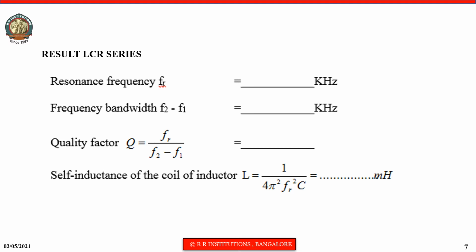Here we can list the result obtained. The resonance frequency we have seen for the series is 5 kilohertz, and bandwidth f2 minus f1 comes out to be 4.8 kilohertz. And the quality factor we have seen is 1.04. And inductance we have seen is 10 millihenry.